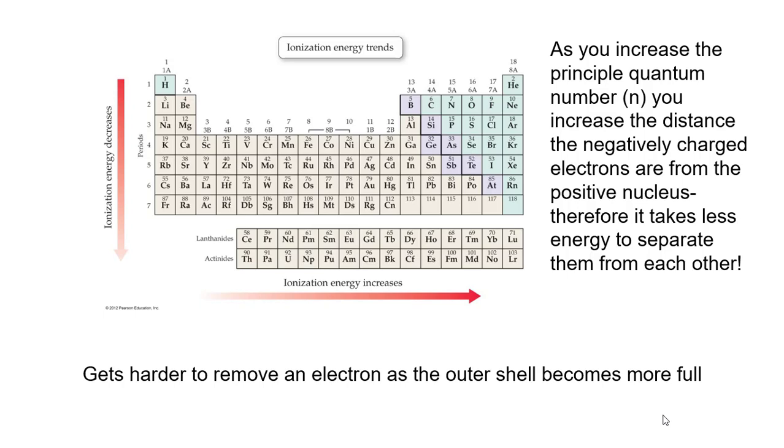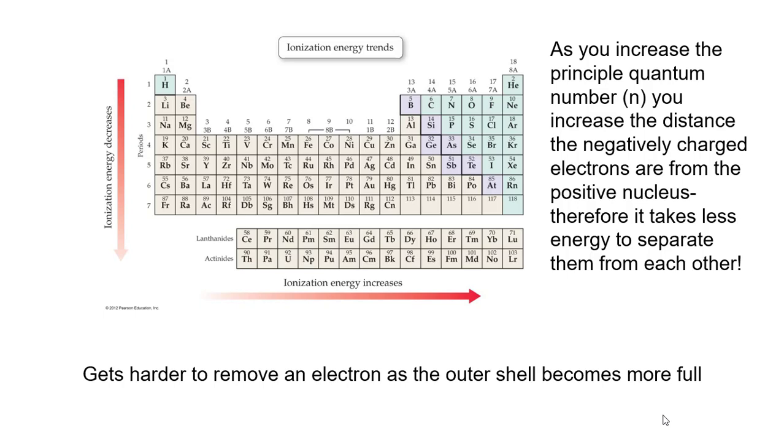But why, going down, does it get easier to remove an electron? Because lithium has a lot higher ionization energy than francium. Why is that? Okay, well, what's the difference? Lithium is smaller than francium. So as you increase the principal quantum number, you're increasing the distance of that electron, which is negatively charged, remember, from the positive nucleus. And remember, electrons are attracted to things that are positive. So if we are separating that electron in space from the nucleus, the positive pull on that electron is going to be a whole lot smaller.